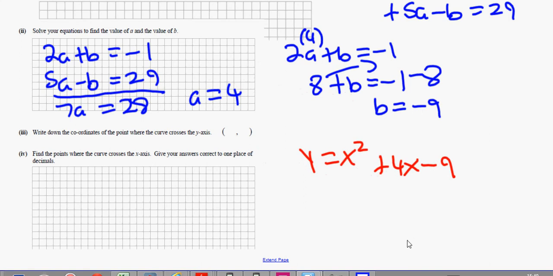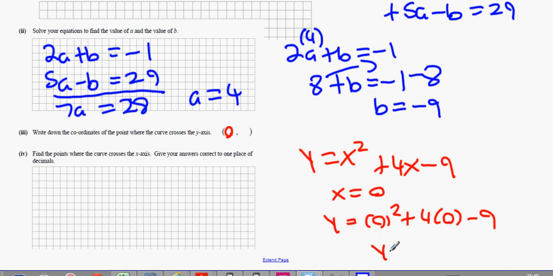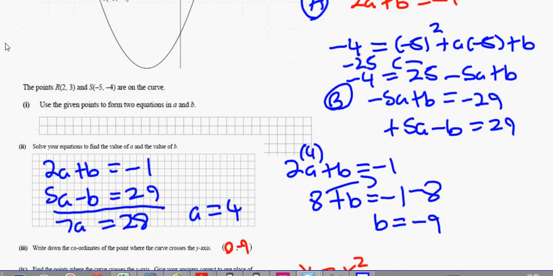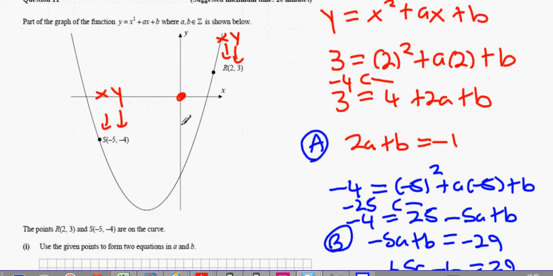graph. Write down the coordinates of where the point of the curve crosses the y-axis. Well, it crosses the y-axis when x equals 0. So when x equals 0, we're going to get y equals 0 squared plus 4 times 0 minus 9. Y therefore is minus 9. So 0, minus 9. Remember this line here, x always equals 0 for any point on this line.